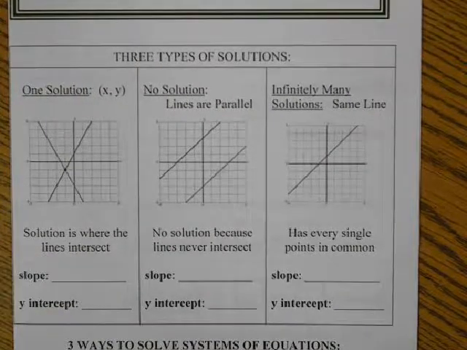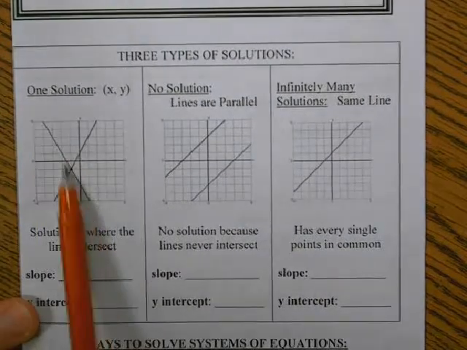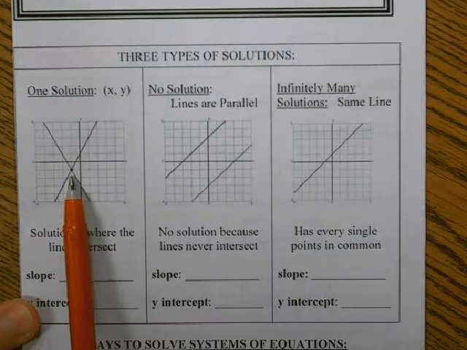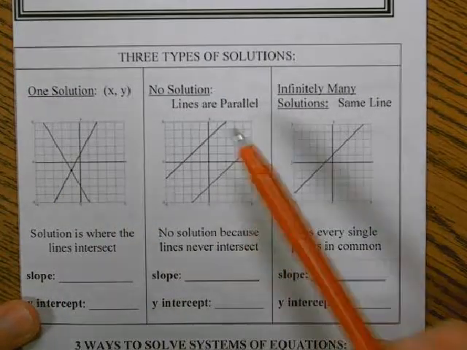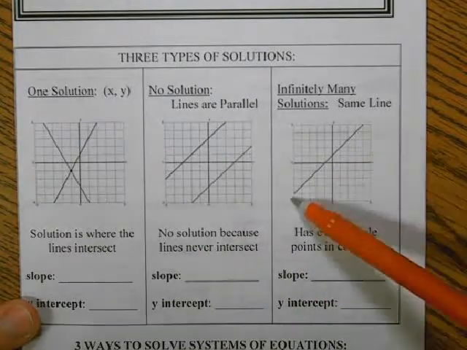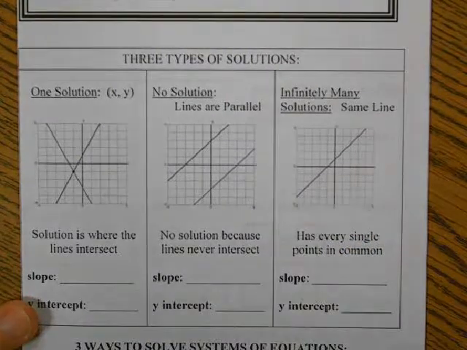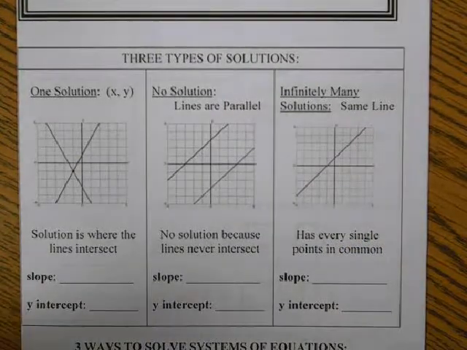So graphs, if I have 2 lines, they don't always have to intersect. So we have one solution, and that's where they have one intersection. We have no solution, and that's where the lines are parallel. And then we have infinitely many solutions, and that's when they give you 2 equations that are the same equation. They're the equation for the exact same line.